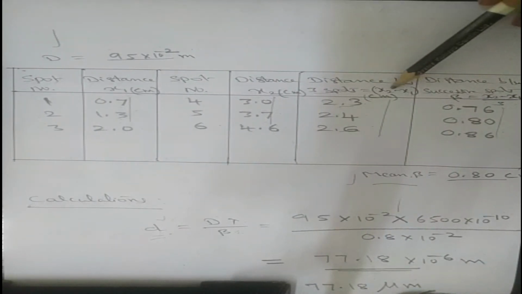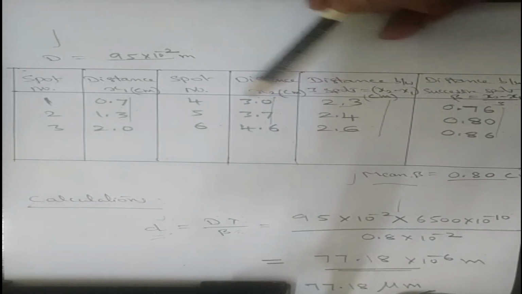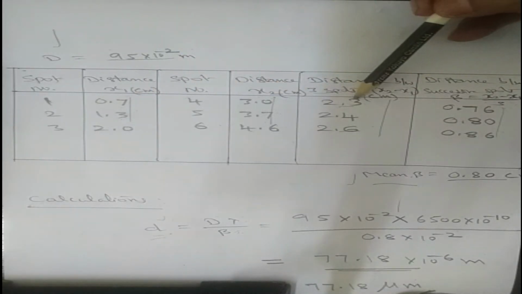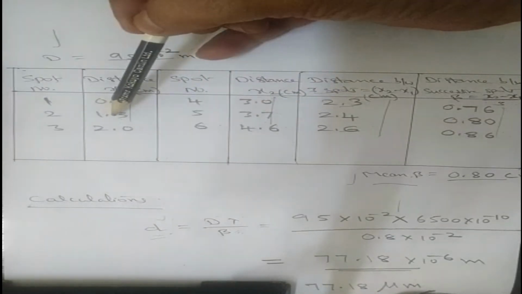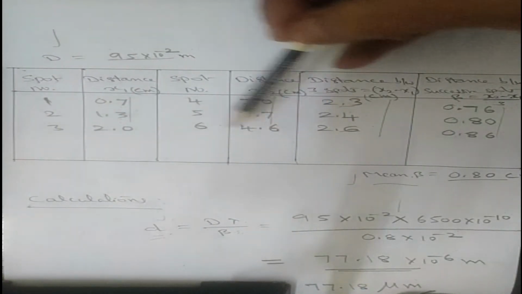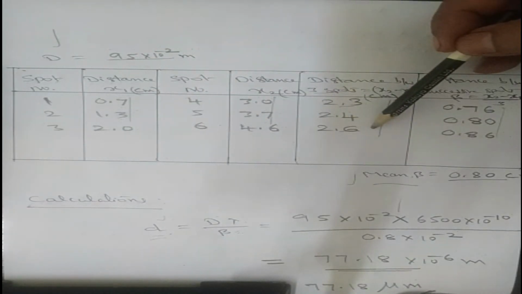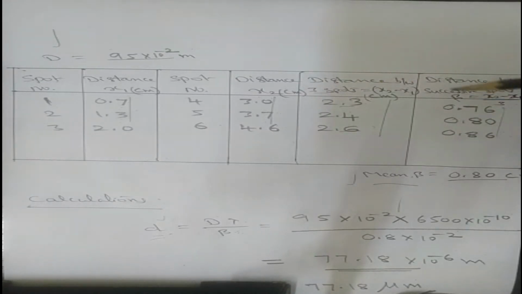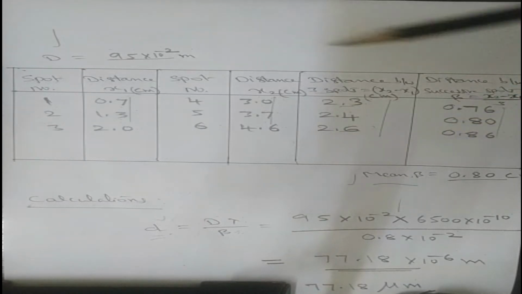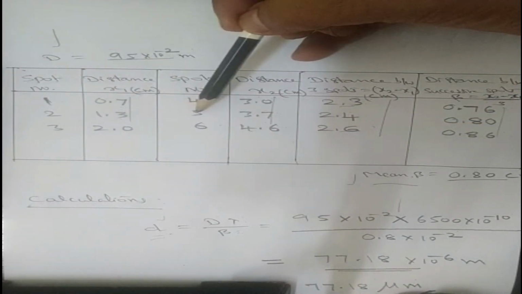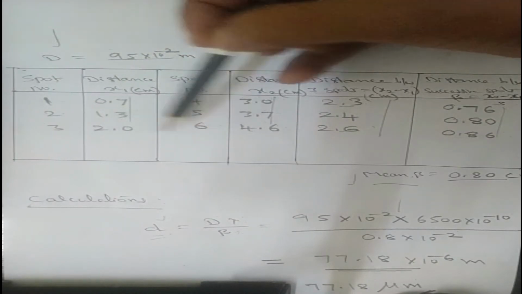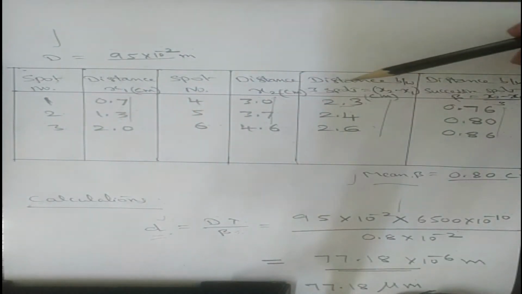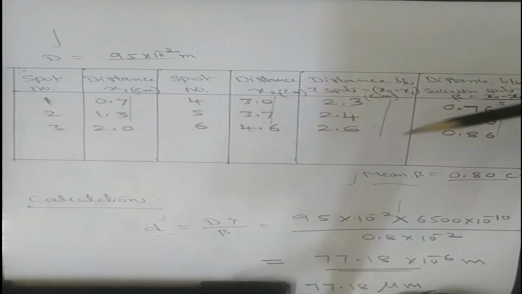So that is x2 minus x1. So 3.0 minus 0.7 is equal to 2.3, 3.7 minus 1.3 is equal to 2.4, 4.6 minus 2 is equal to 2.6. Like that we can calculate the distance between 3 successive spots. So if you divide these readings by 3, why do you have to divide by 3? Because 4 minus 1 is equal to 3, 5 minus 2 is equal to 3 again, 6 minus 3 is equal to 3. So distance between 3 spots is measured here. So you have to divide by 3 to get the distance between successive spots.